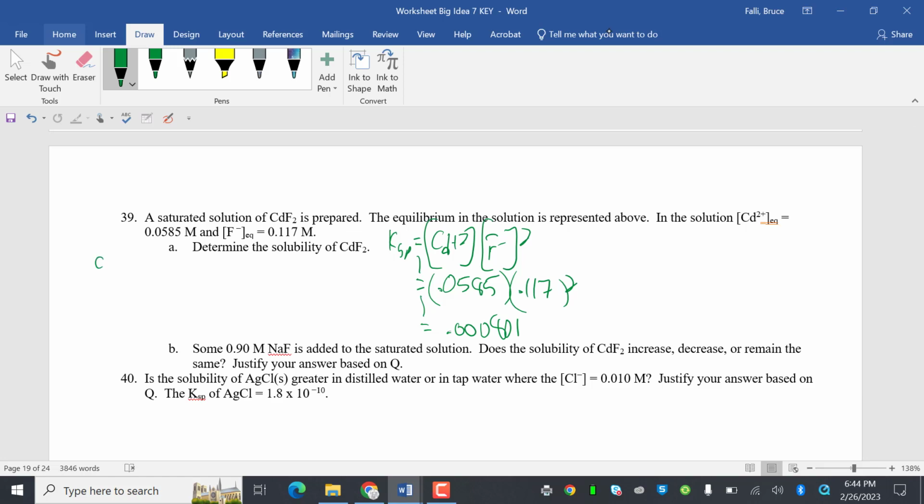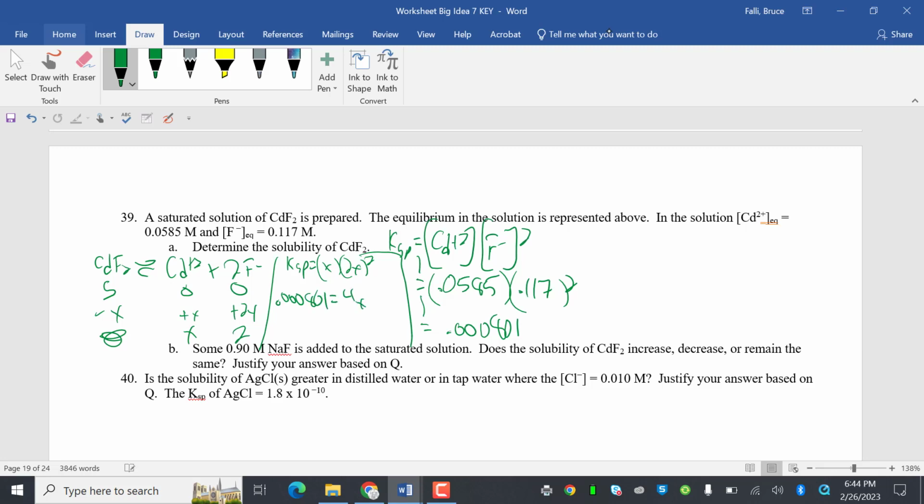Then I'm going to do just like I would have done before. Cadmium fluoride in equilibrium with cadmium plus 2 plus 2F negative. Start 0, 0, change minus X, plus X and plus 2X. Okay, I'm trying to block this off. So KSP equals X times 2X squared. So my KSP is 0.123801 equals 4x cubed. Uh-oh, I have a feeling I don't have a cube root in my calculator.